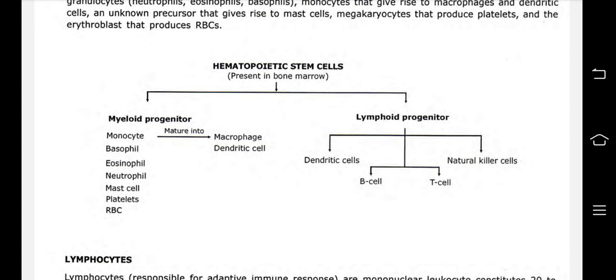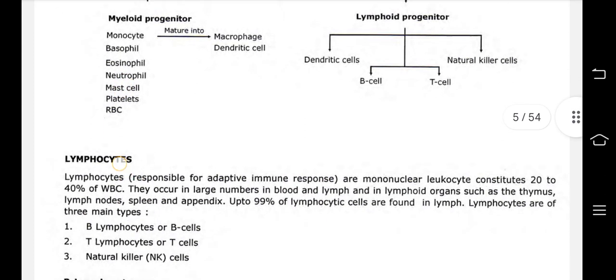Monocyte, basophil, eosinophil, neutrophil, mast cell, platelets, RBC. Once again, monocyte, basophil, eosinophil, neutrophil, mast cell, platelets, RBC. They mature into macrophage and dendritic cells.